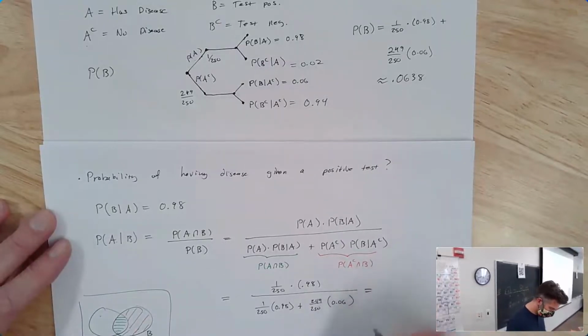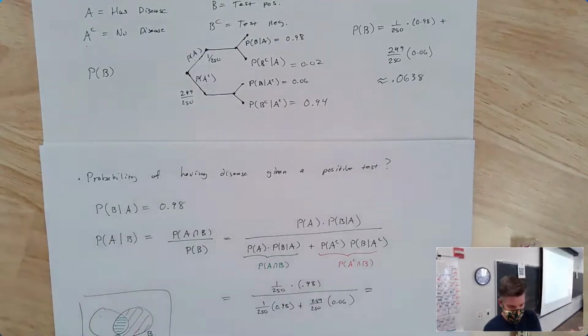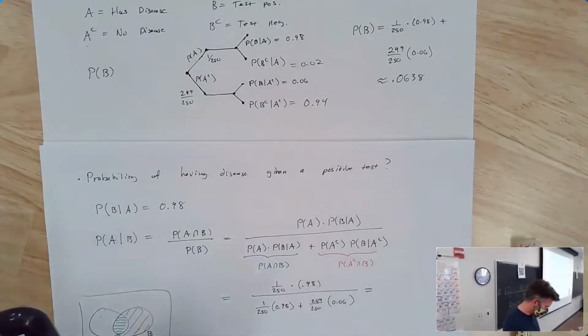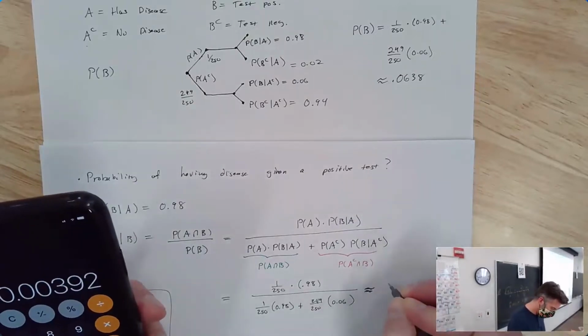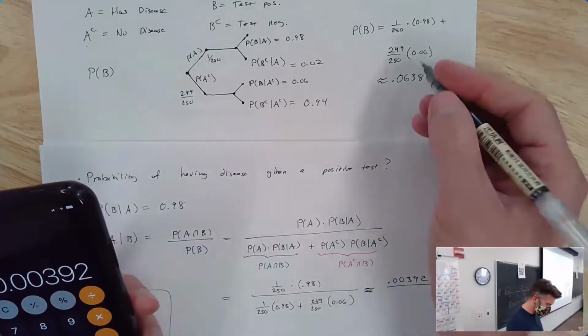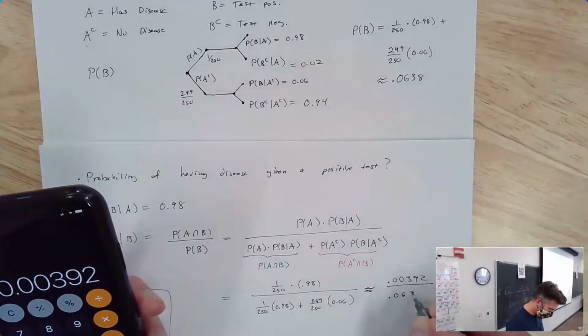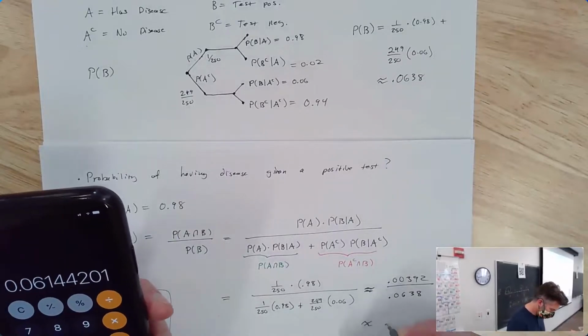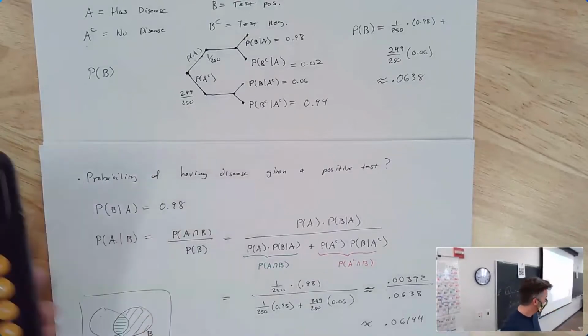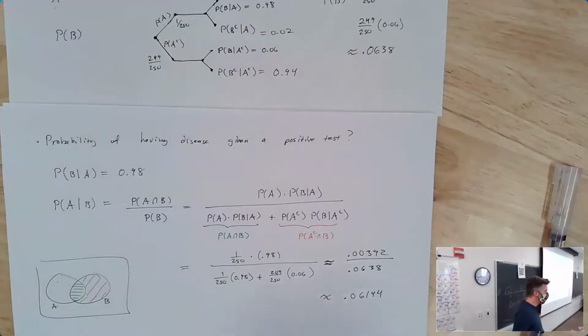I didn't take the time to calculate because I was lazy. I do want to calculate that because it really doesn't matter that you see what this is. So let's see what we got here. On the top is 1 out of 250 times 0.98. Don't love the phone calculator. Don't recommend it. So that's going to be approximately 0.00392 divided by what we found before, which was 0.0638, which ends up being about 0.06144. Very different than 98%.